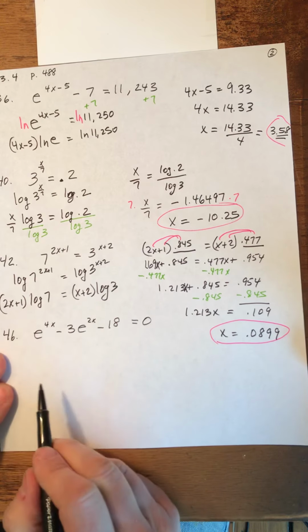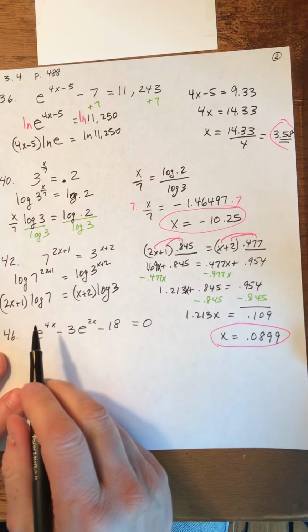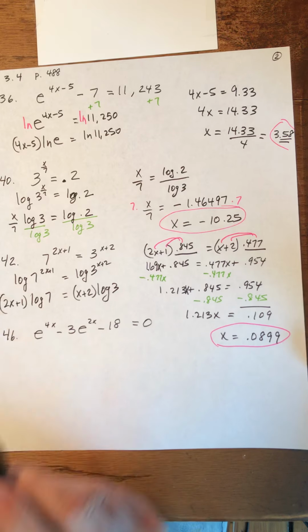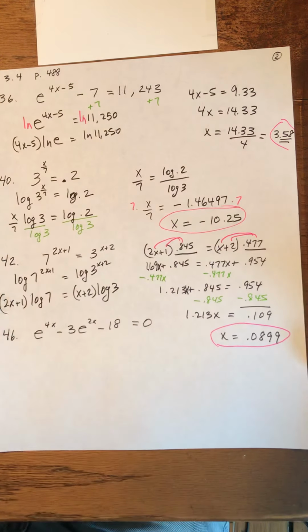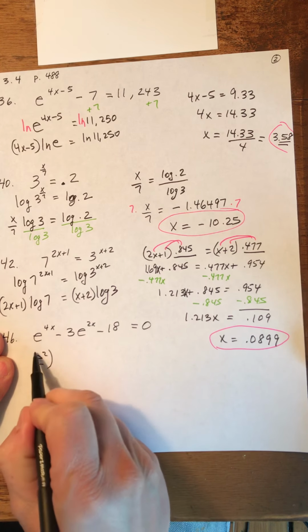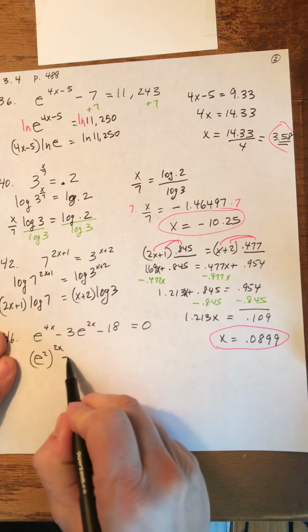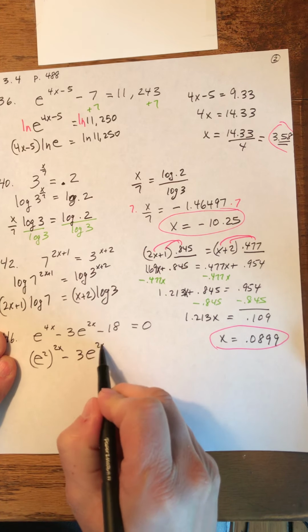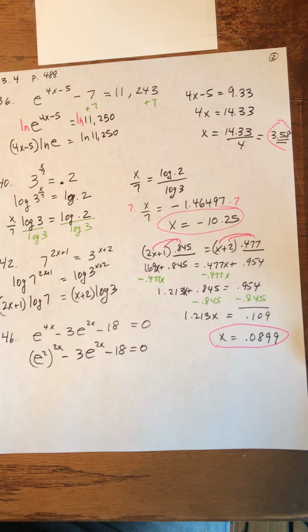This one is a little bit trickier. The last one's in that section. So you're going to be doing homework from 1 to 48 on page 488. But this one, we can rewrite this as e squared to the 2x, and this will be e to 2x. So they look the same. And here's the process for doing one like this.